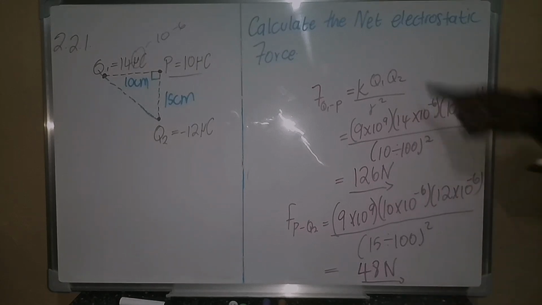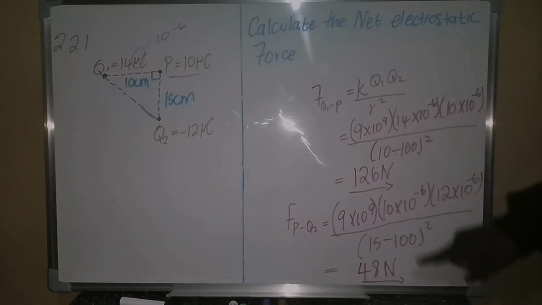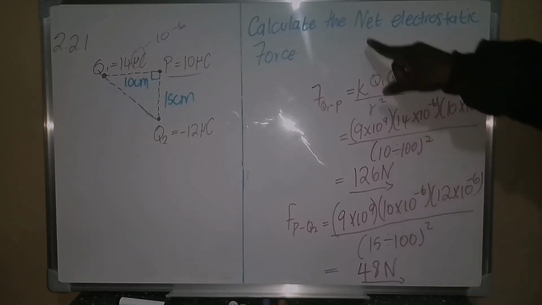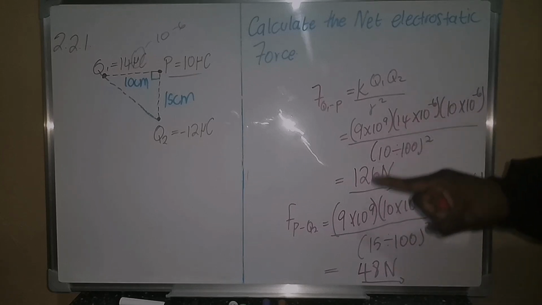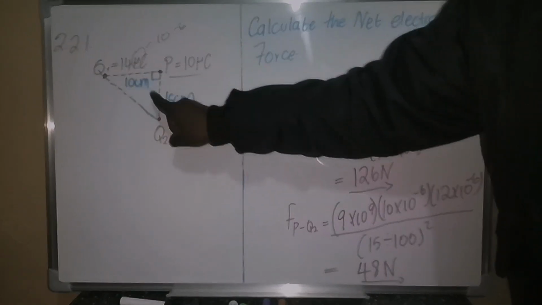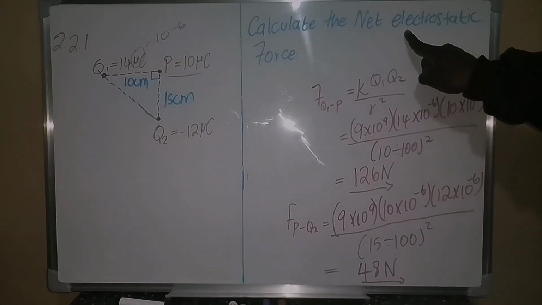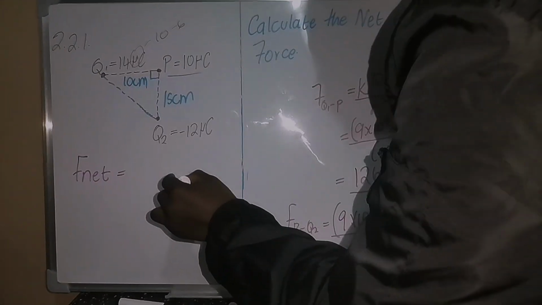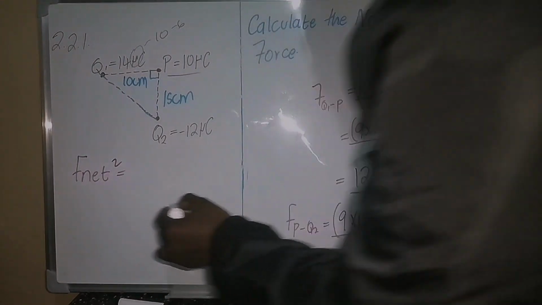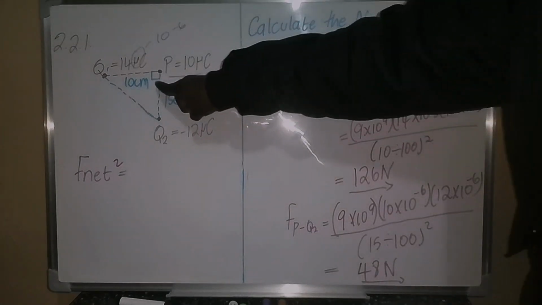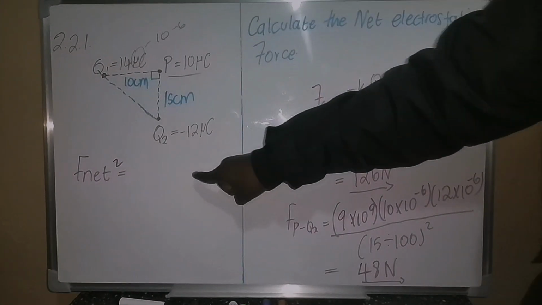But they say determine the net. That means you must add the two, the total. But now we have a 90 degree angle here, and we need to find from Q1 to Q2. We have a 90 degree angle, per Pythagoras. Therefore, the net electrostatic force, F net squared. Here we have a 90 degree angle, which means we want to find the radius, our hypotenuse side.